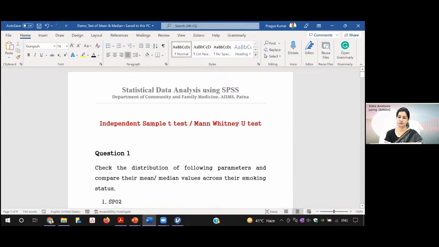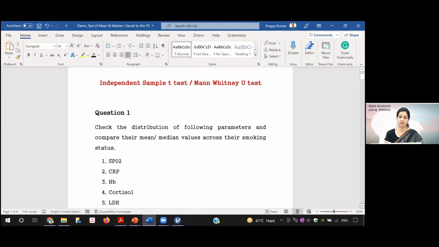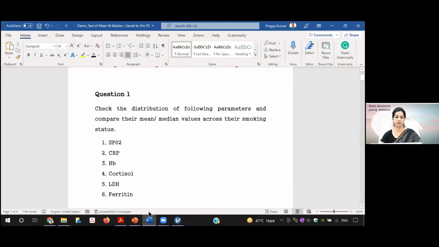So the first question is, I have to check the distribution of the following parameters, and I have to compare their mean or median values across their smoking status. So for convenience, I have taken the categorical variable, in this case the independent variable, which is the smoking status. And I'll be checking all these continuous variables across the smokers and non-smokers.